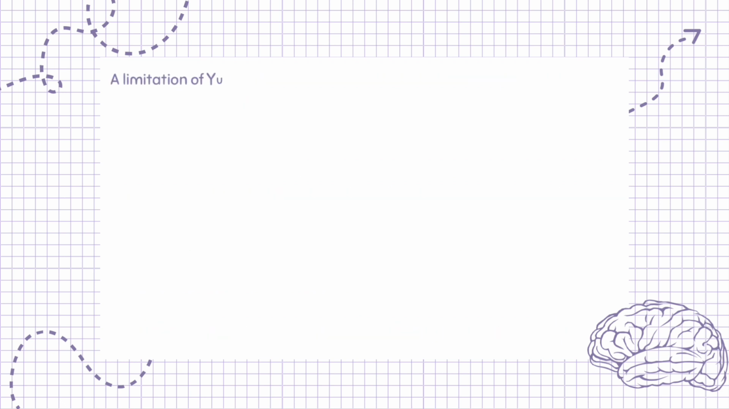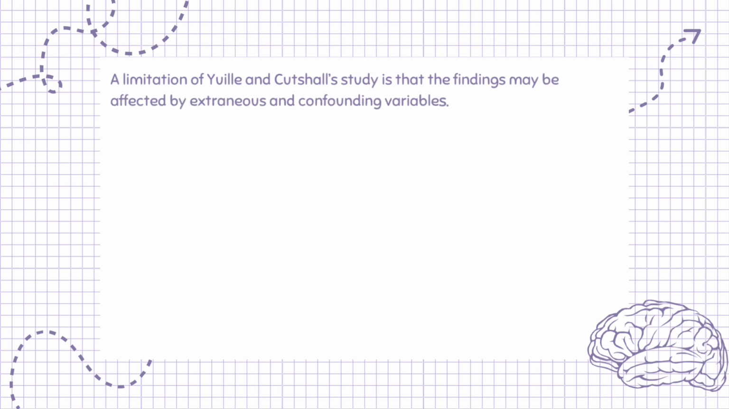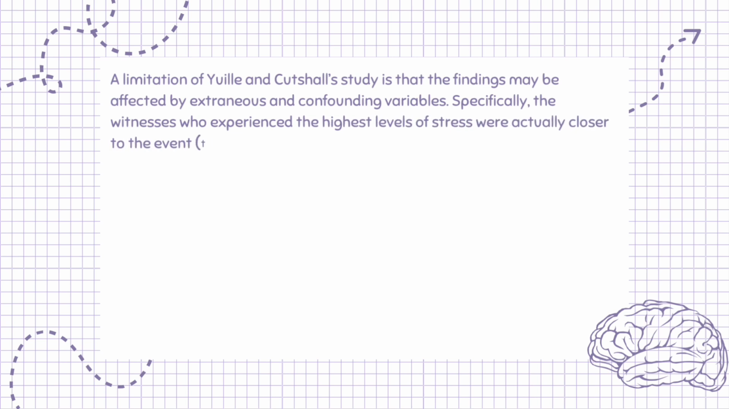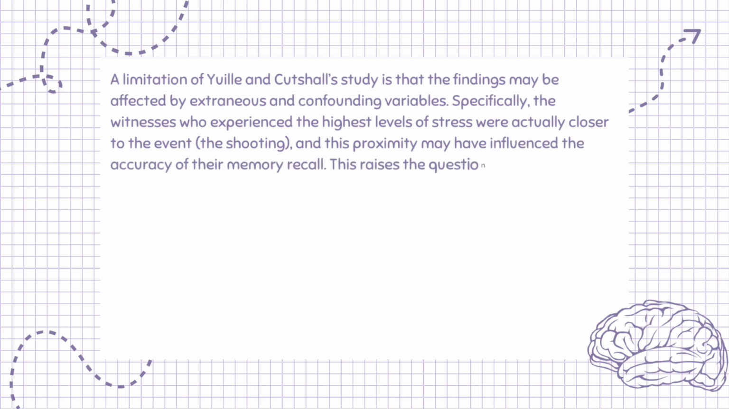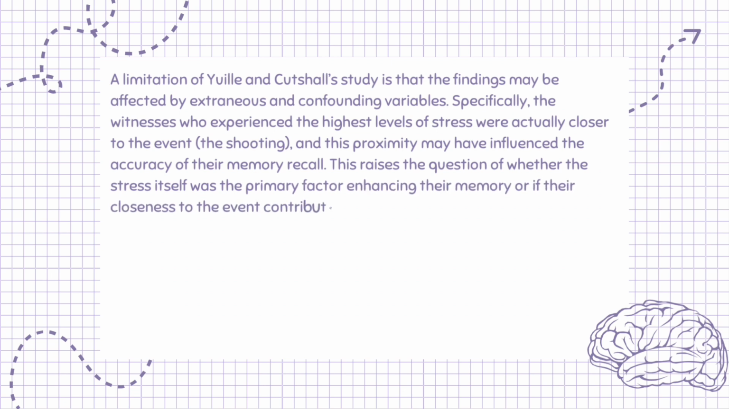A limitation of Ewell and Cutshall's study is that the findings may be affected by extraneous and confounding variables. Specifically, the witnesses who experienced the highest levels of stress were actually closer to the event, the shooting, and this proximity may have influenced the accuracy of their memory recall. This raises the question of whether the stress itself was the primary factor enhancing their memory or if their closeness to the event contributed to their ability to recall details accurately.